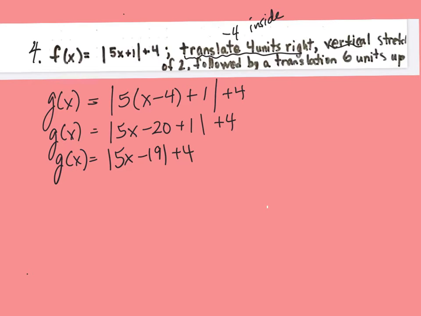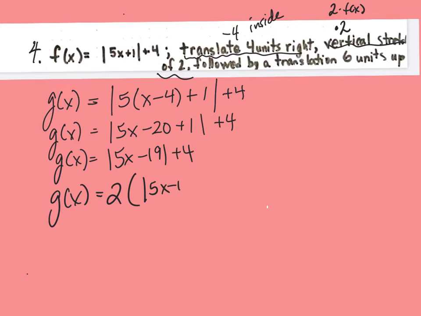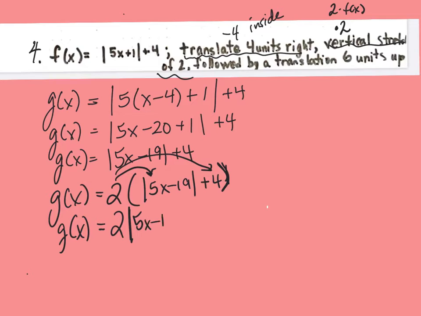Next I'm going to do a vertical stretch of 2. A vertical stretch of 2 means to multiply by 2, and it looks like this, 2 times f of x. So when I multiply by 2, or in this case g of x, it's 2 times the absolute value of 5x minus 19 plus 4. Oops, parenthesis there. I'm going to distribute 2 times the absolute value of 5x minus 19 and 2 times 4. And the answer is just what I said, 2 times the absolute value of 5x minus 19 plus 8.